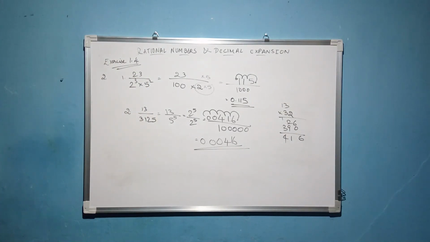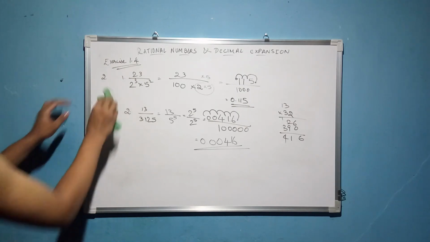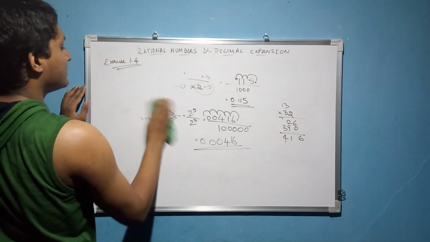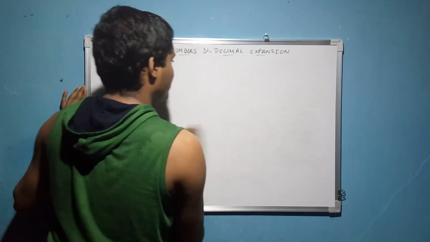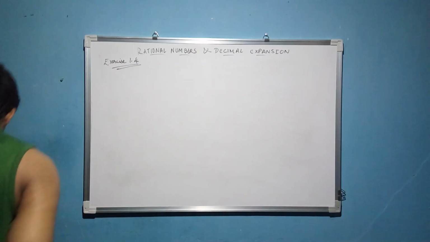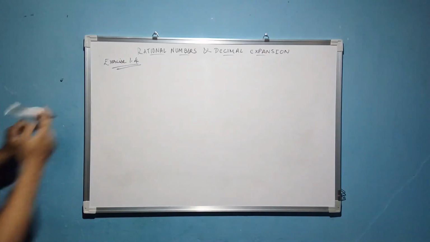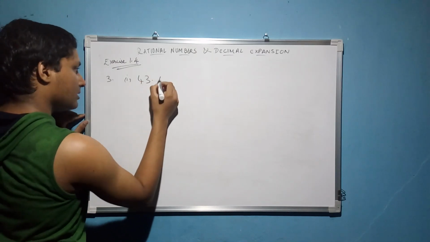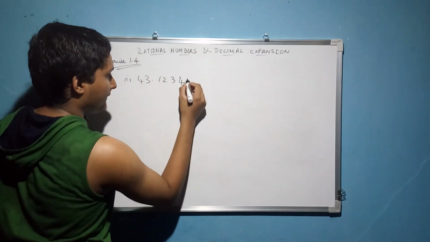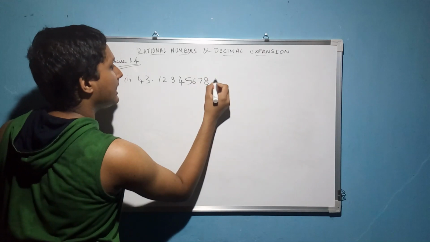Now we go into the last question of the exercise. That is question number 3 of exercise 1.4. The question is you need to find the decimal expansion of the given numbers. I'm just going to write the numbers and explain. The first one is 43.123456789.